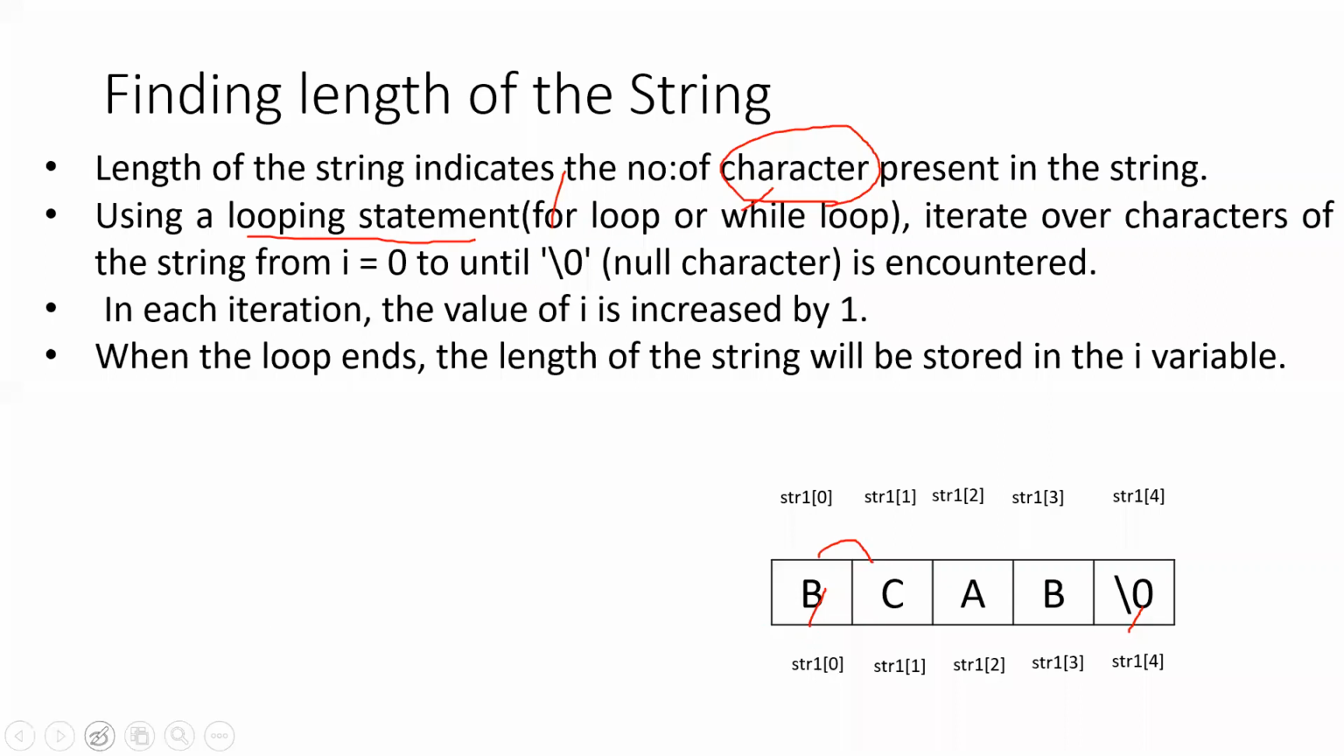So you have to use the control variable i for the for loop, i equal to 0. It will be the first character, then you will increment i, then i equal to 1. This will indicate the second character, i equal to 2, third, and i equal to 3, fourth character. Again, when you increment i, it becomes i equal to 4. And you will be checking whether str1 of 4 is equal to null character. If it is equal to null character, we will come out of the for loop. That means we have reached the end.